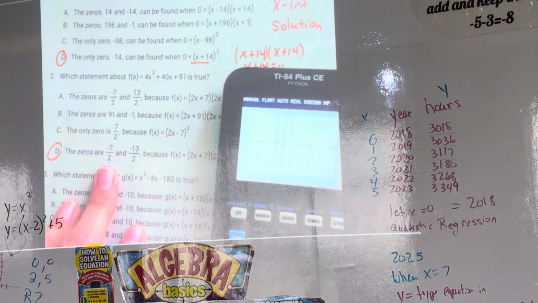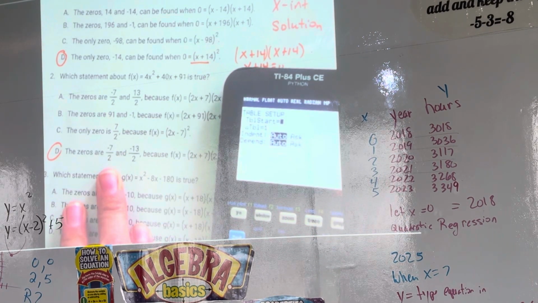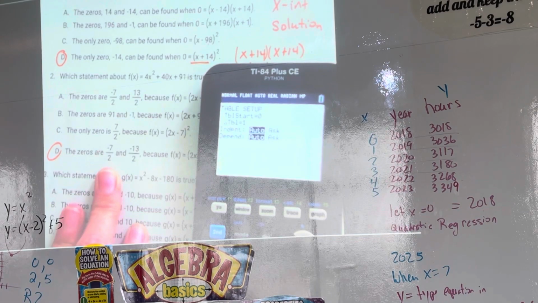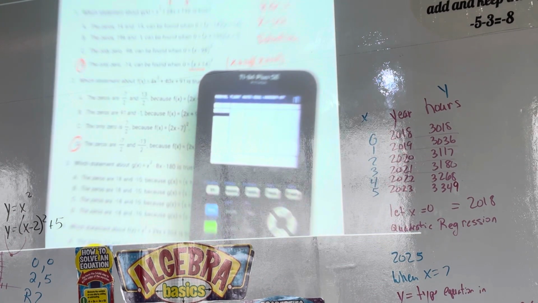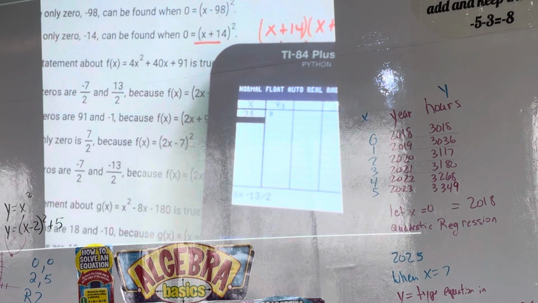So go to second table set, and I talked to y'all about that earlier. We want to change the independent to what? To auto or ask? Ask. And then when you go to your table, it's blank. So you can put negative 7 divided by 2. And do we have a 0? That's when you have a 0, when you have an x-intercept. And then negative 13 divided by 2. And notice it takes that fraction and does what to it? It turns it into a decimal. Okay, so we can definitely see our answer.